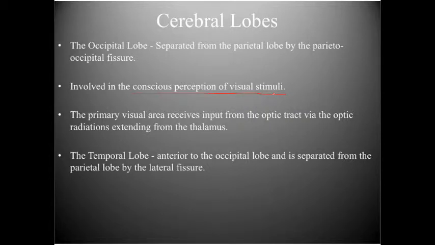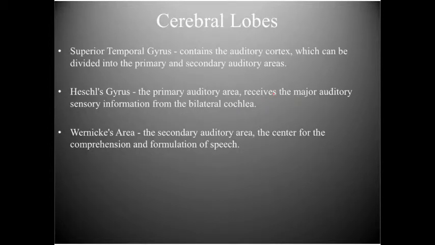The temporal lobe is anterior to the occipital lobe and is separated from the parietal lobe by the lateral fissure. The superior temporal gyrus contains the auditory cortex, which can be divided into primary and secondary auditory areas. Heschl's gyrus, the primary auditory area, receives the major auditory sensory information from the bilateral cochlea. And Wernicke's area is a secondary auditory area, the center for the comprehension and formation of speech.